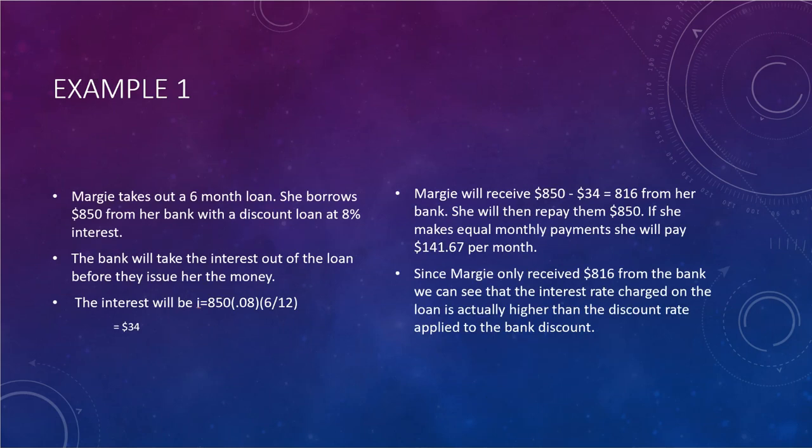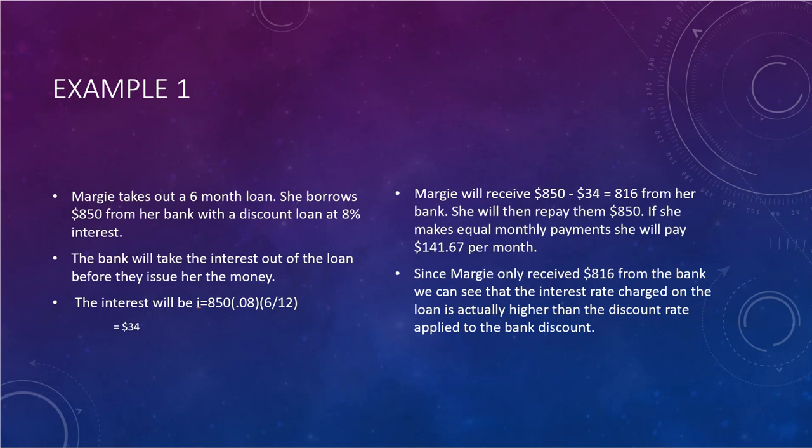So we'll take an example. This should clarify how this works. Let's say Margie wants to take out a 6-month loan. She borrows $850 from her bank with a discount loan at 8% interest. First thing that's going to happen is the bank will take out the interest of the loan before they issue her the money. So we're using the same formula, I equals PRT.